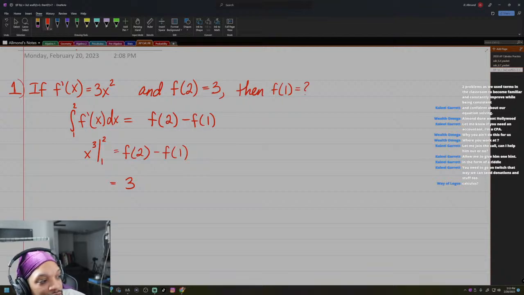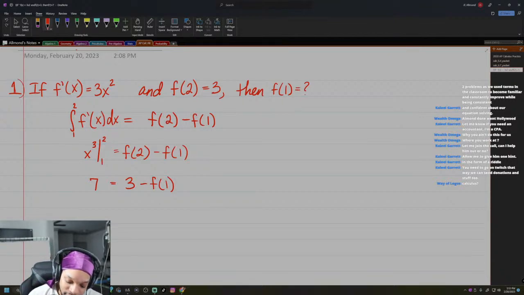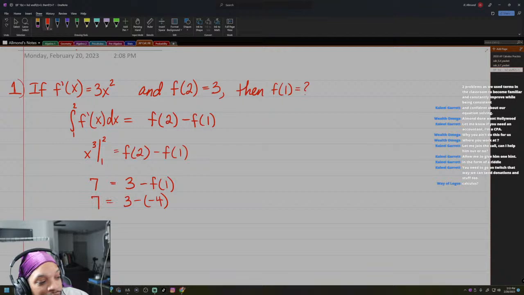But the left side, do you see how it's 2 cubed minus 1 cubed? What is 2 cubed? 8. Minus 1, 7. 7 equals 3 minus f of 1. 3 minus what would give me 7? 3 minus 4, negative 4. Yeah, 3 minus negative 4, because you know how minus and negative is like plus. So that's how I got negative 4. That makes sense too.